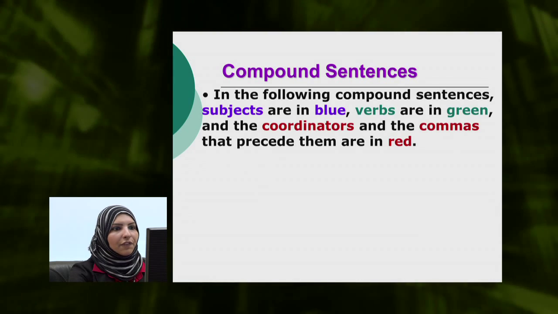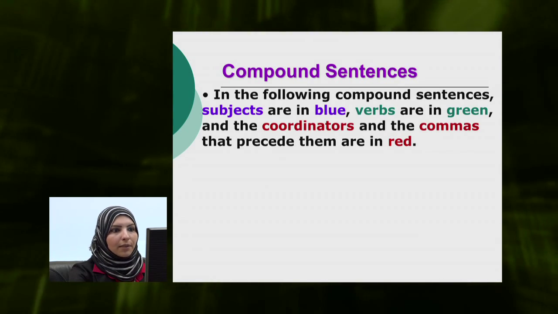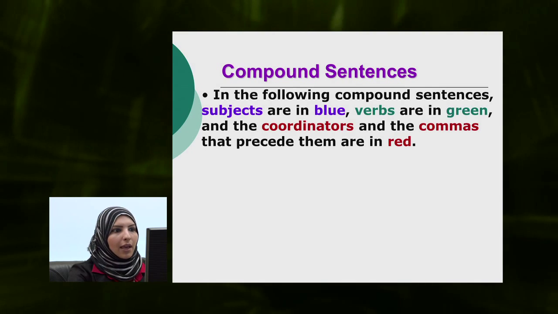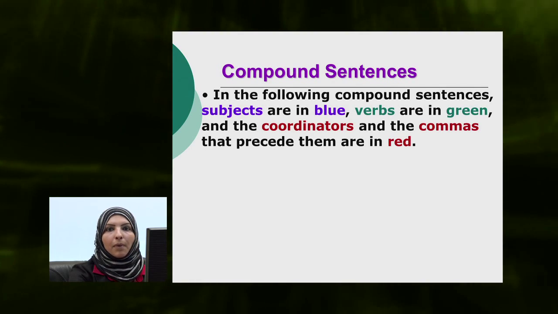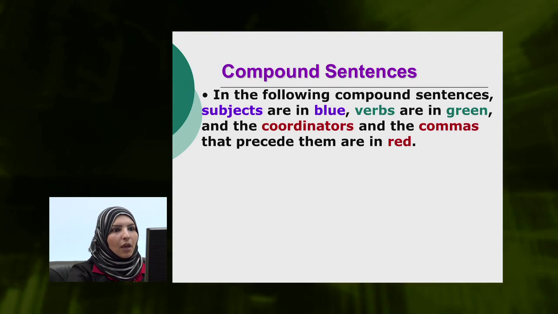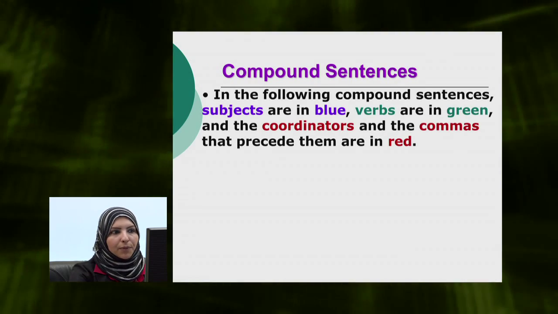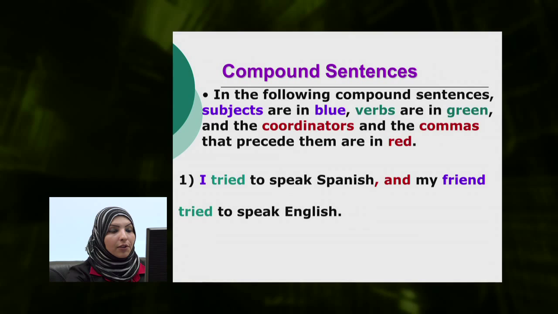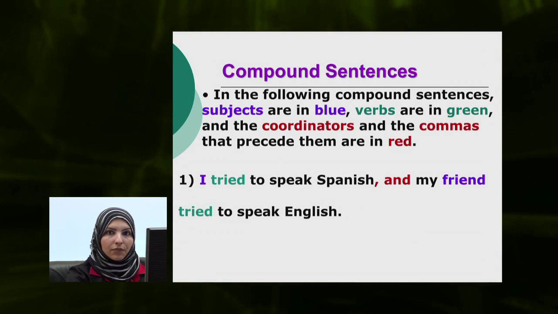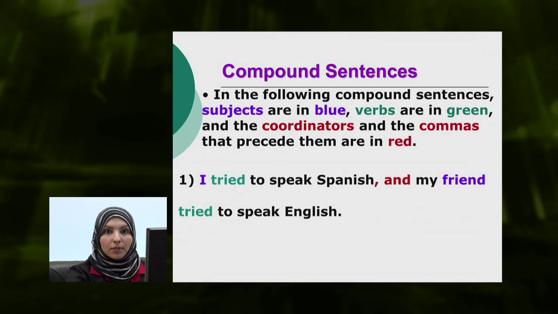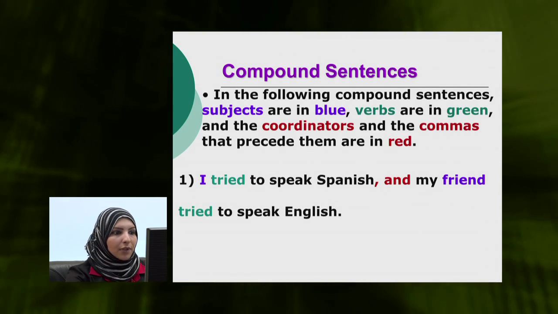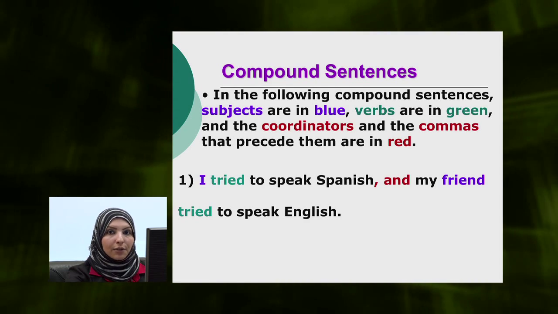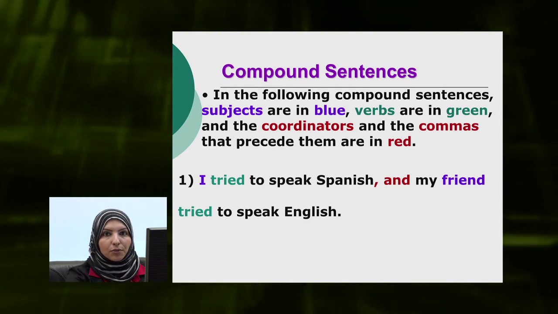Once again, in the following compound sentences, subjects are in blue, verbs are in green, and the coordinators and the commas that precede them are in red. By using different colors, I help you to analyze the sentences in a good way. Once we look at the first compound sentence, which is, I tried to speak Spanish and my friend tried to speak English, we'll find out that this compound sentence includes two independent clauses. The first clause is, I tried to speak Spanish, while the second clause is, my friend tried to speak English.